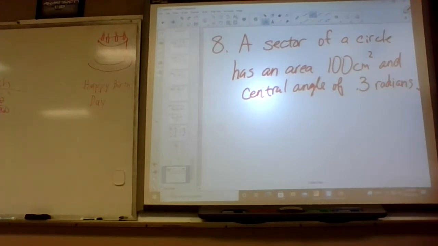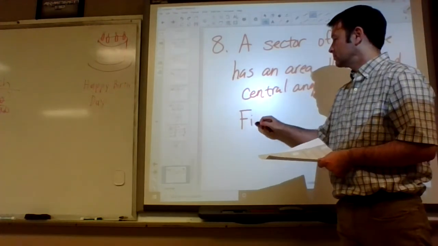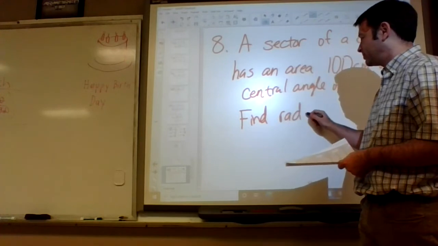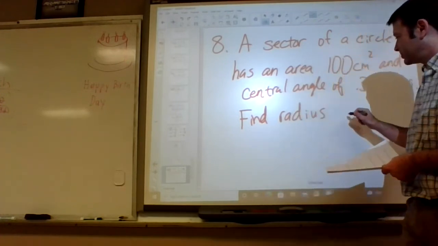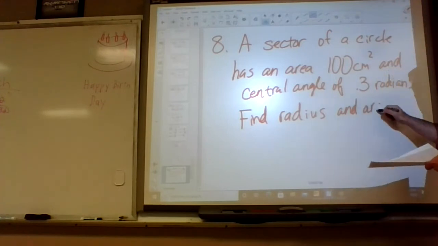I don't understand the joke. What joke? Okay, so for this one, we're talking about radians. A sector of a circle has an area, blah, blah, blah. Find the radius and arc length. Well, you have to find the radius to find the arc length. It's just like the other one, but backwards. Why couldn't we just find the radius? Oh man, there's a lot of work.